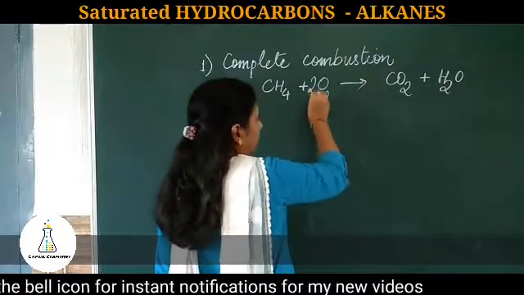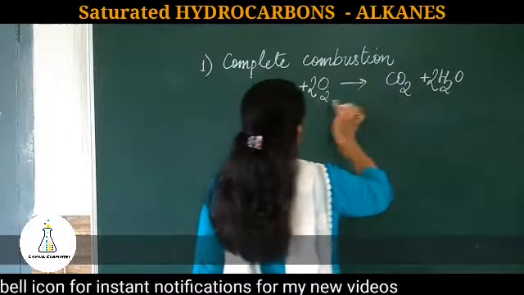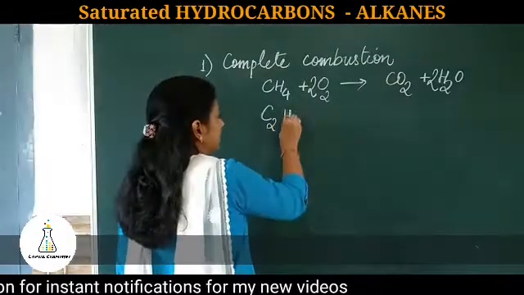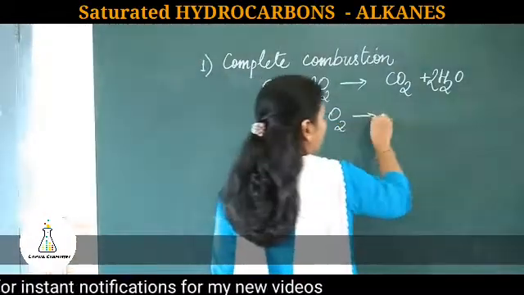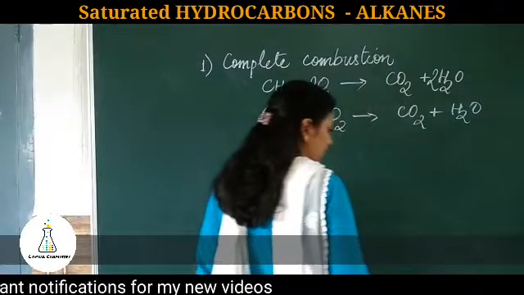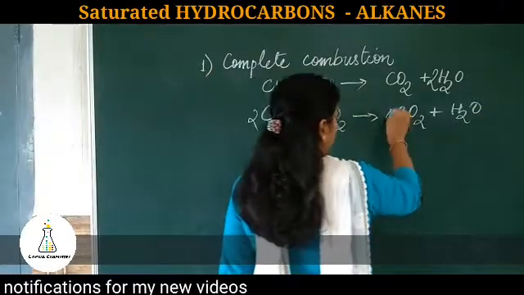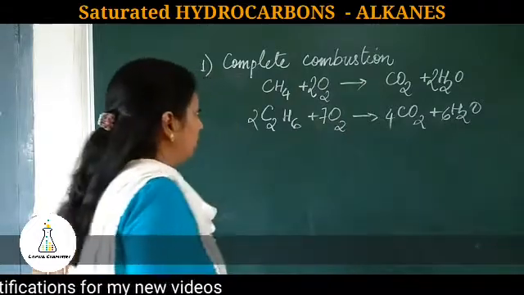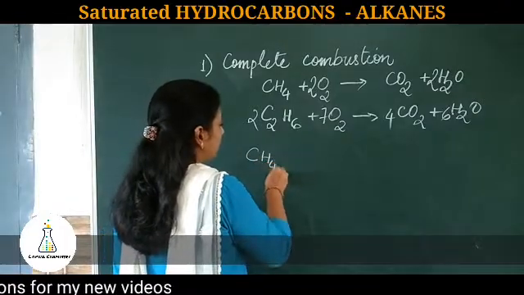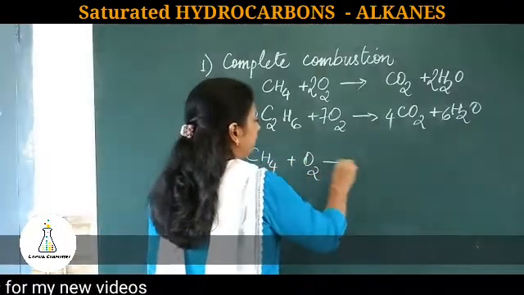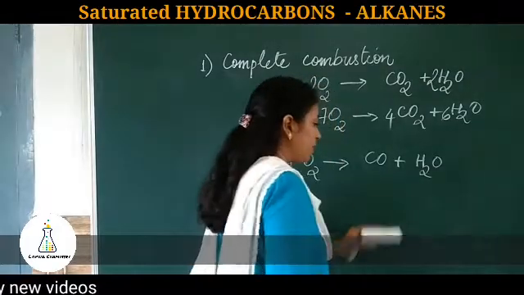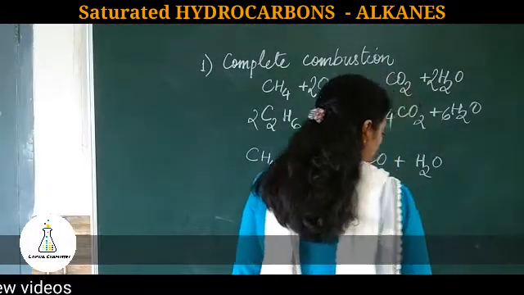So you will have CH4 plus oxygen giving carbon dioxide and water vapor. And what will be C2H6 plus oxygen? Will again be carbon dioxide and water vapor. This is when sufficient oxygen is there, and when insufficient oxygen is there, then what will happen? They will give not carbon dioxide, but carbon monoxide plus water. Water will be produced, but carbon monoxide will be formed.